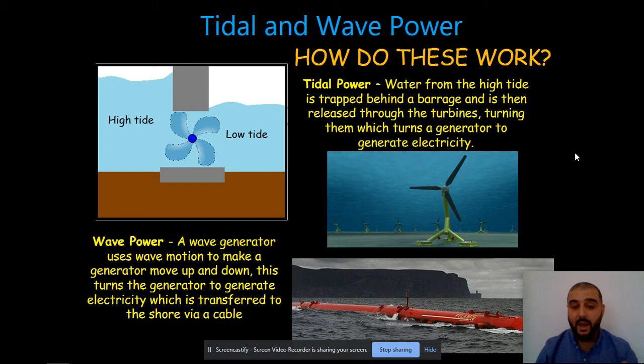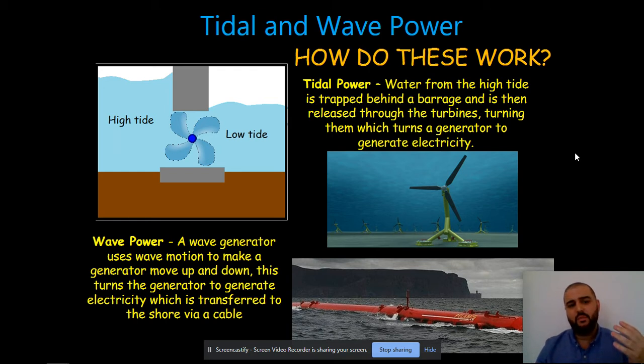So the tides, although they are perhaps higher and more powerful in certain parts of the year, this is known and it can be anticipated for. So in that regard, it is quite a reliable form of energy source.